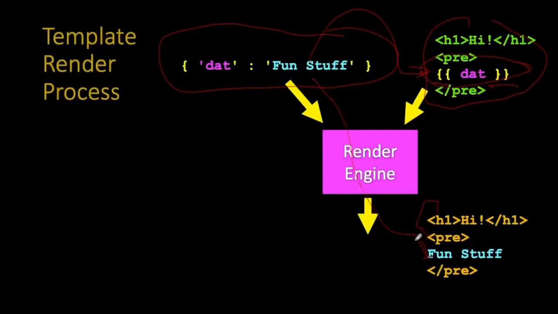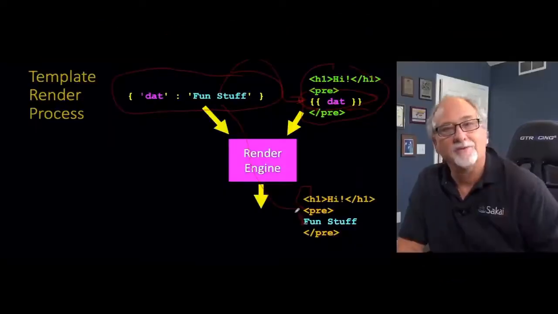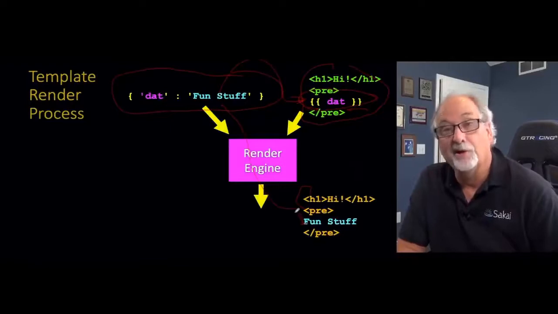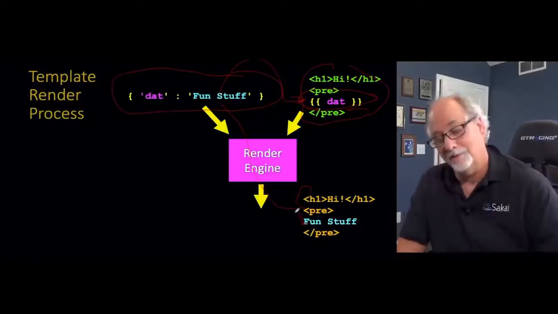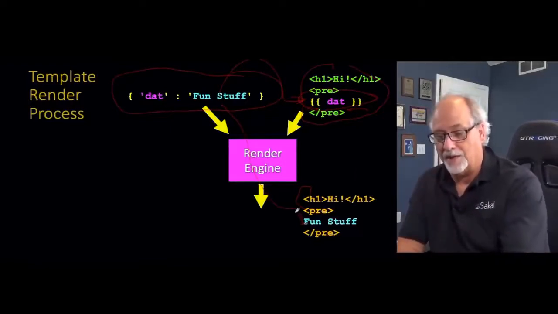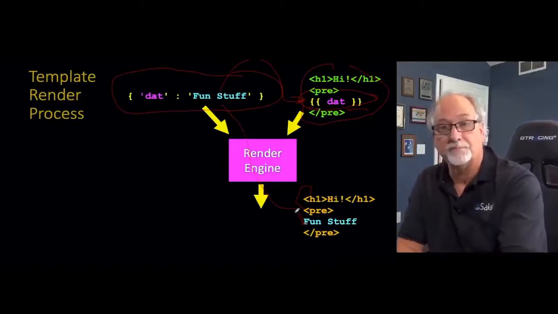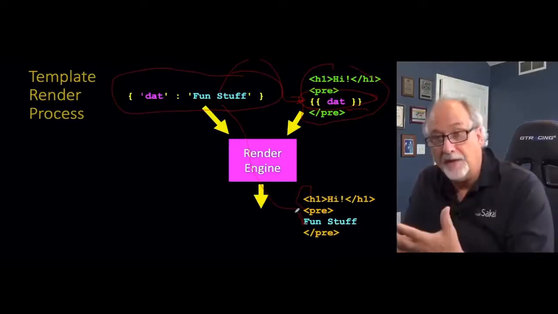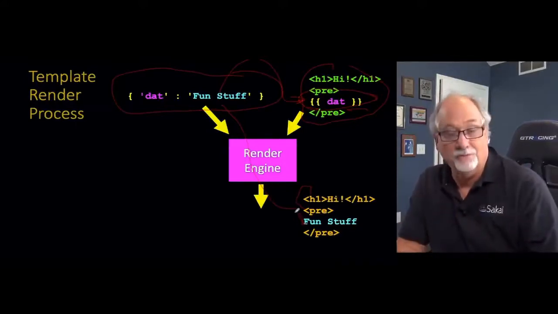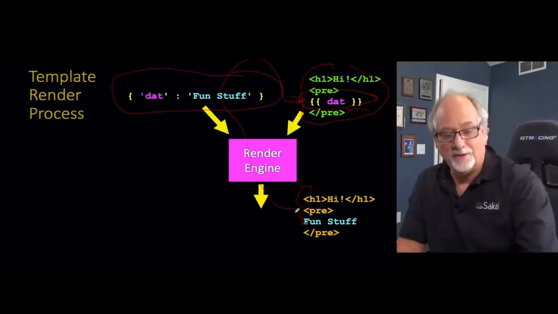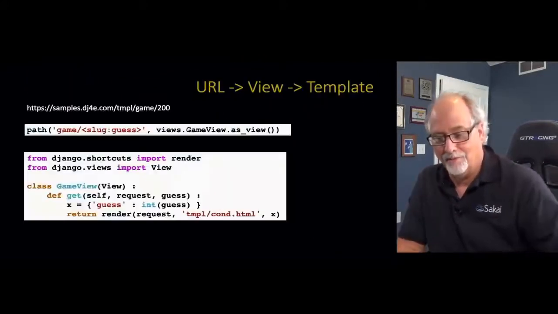And if you thought about it for a while, you could probably write a render engine. They're not that hard. Now you'll see they have some sophisticated features eventually, so you probably don't want to write your own render engine. But you could imagine a Python assignment where I say, write me a function that takes a dictionary that looks like that, with key value dat and fun stuff, and then take some text file that has curly brace dat curly brace, and then find that and replace it with that string. You could write that code. You don't want to write that code. Django has already written that code for you.